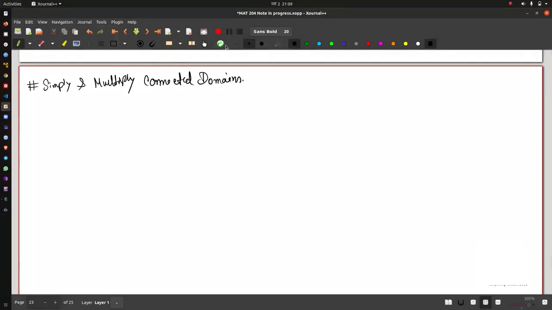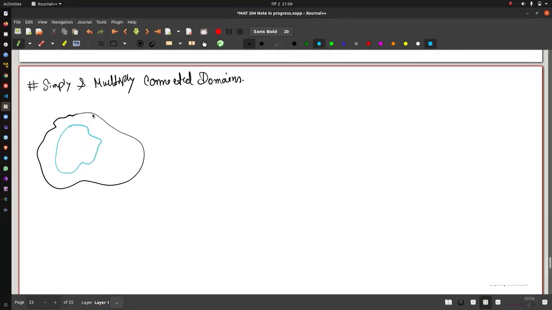Now, what is a simply connected domain? Let's say you have a domain like this, and you have a contour inside it like this. A simply connected domain is defined such that if you can draw any simply closed contour, then this simply closed contour within this domain encloses only points of D. What does that mean? Let's say this is the domain D, and this blue line is our simply closed contour, and inside this contour all the points are a part of D itself. That is what simply connected means.